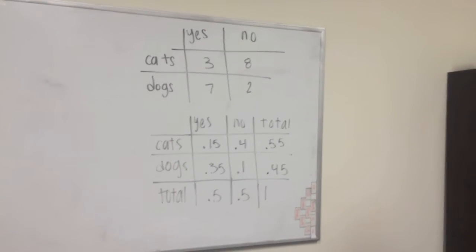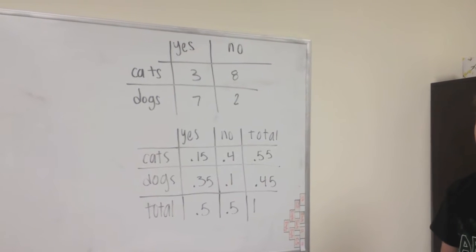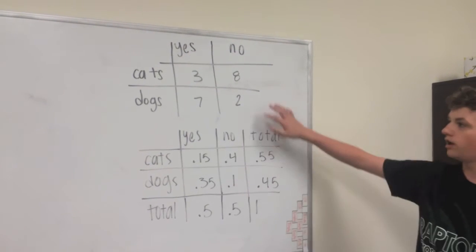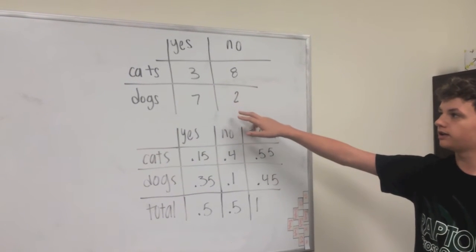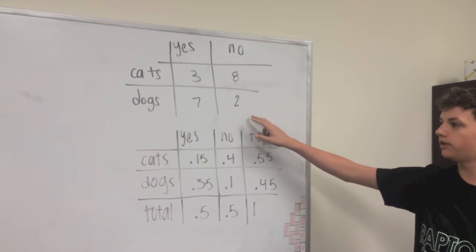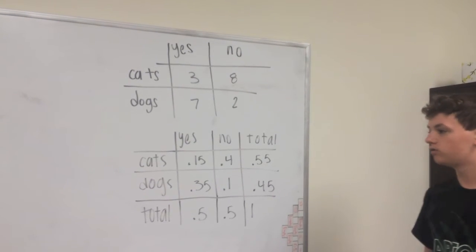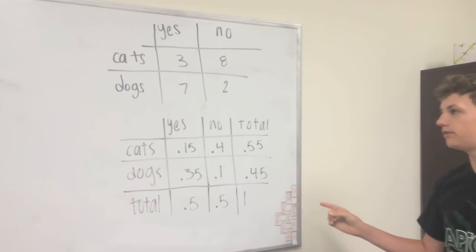Alright, so two-way tables are a really good tool to organize data that has more than one variable, like the 2 displayed here. So out of a survey taken of 20 people, 3 people said they had a cat, 7 people said they had a dog, 2 people said they had no dog, and 8 people said they had no cats. Now this is joint marginal frequency, which is just the probability of that occurring.